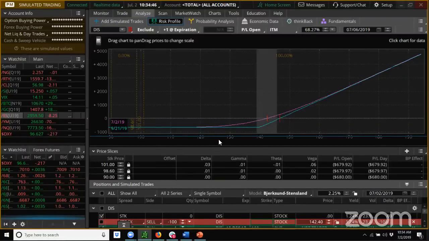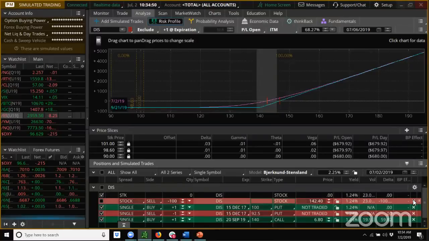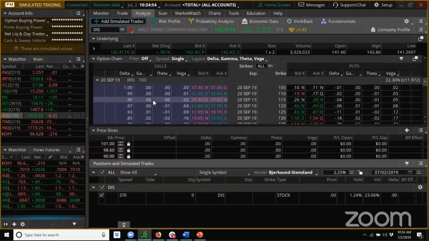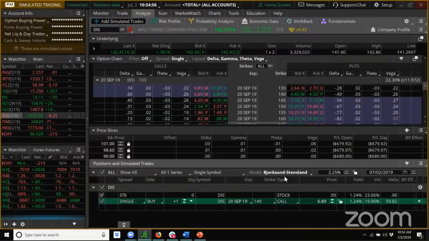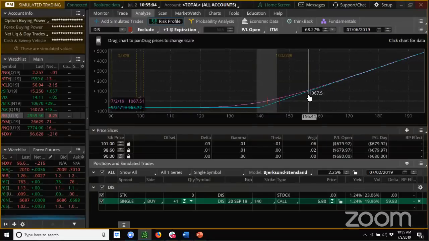Just give me one second. Let me increase it so you guys can see the position. Let me take off these other positions. So if we add that call option on Disney, and you look at the risk profile here, you have this open-ended risk graph where you have the potential to make a tremendous amount of money on leverage.